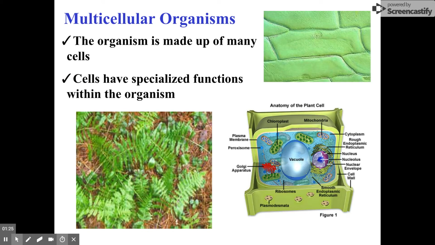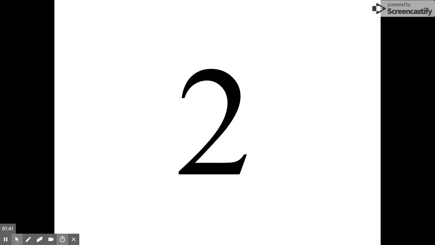Multicellular organisms, like us, are made up of many cells, which means that each of the cells is specialized. So, our skin cells are specialized for a specific function, our brain cells are specialized for a different function. So, cell specialization happens in multicellular organisms.